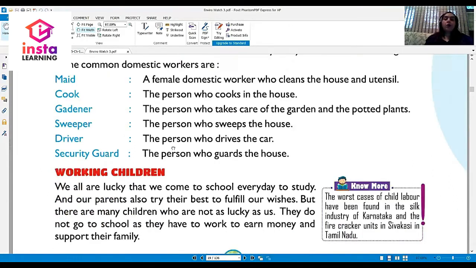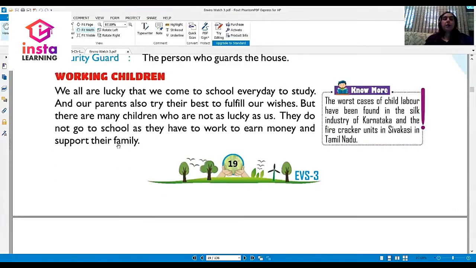We now move on to a very emotional part of this chapter. This is a part, children, where I want you to understand and feel. You see, we are very lucky people. We are sitting at home. We are here studying from one of the best schools. It's an English medium school. We are reading from such fantastic books.